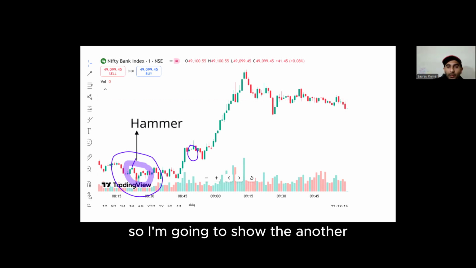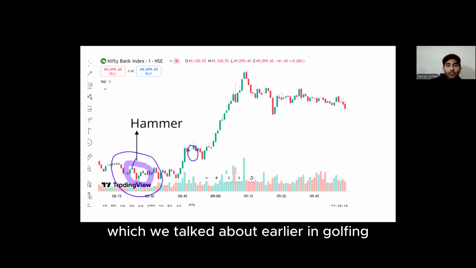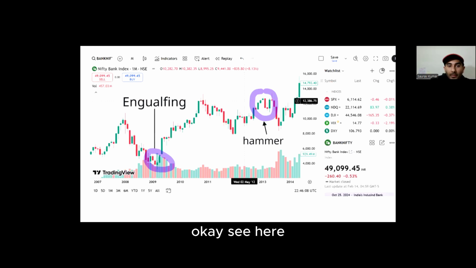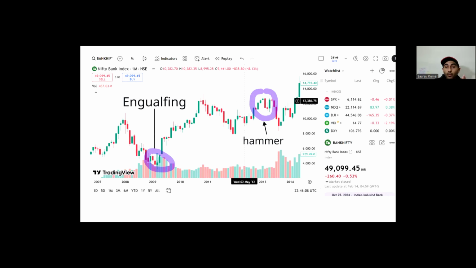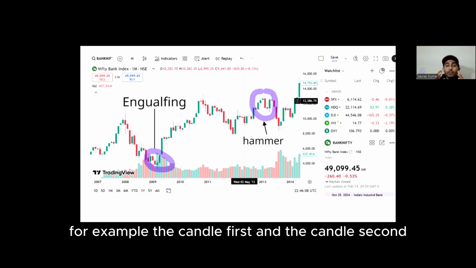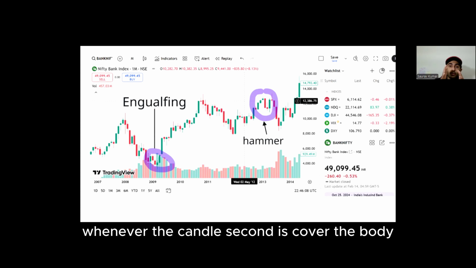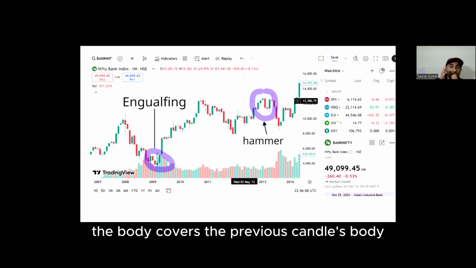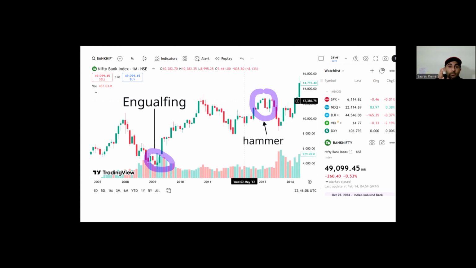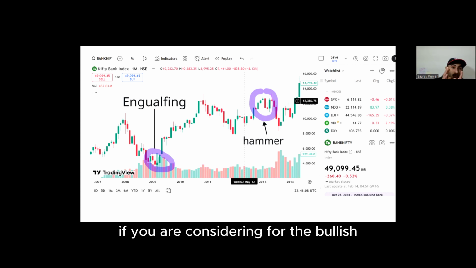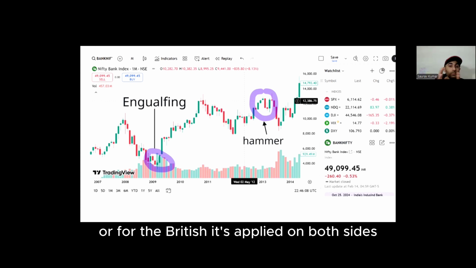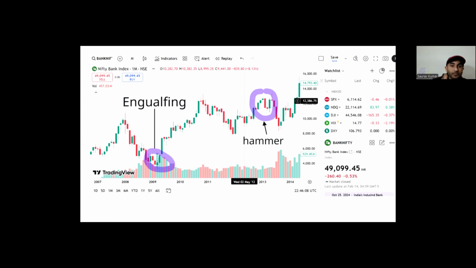So I'm going to show another pattern which we talked about earlier, engulfing. Okay, see here. What does engulfing mean? Whenever there are two candles, for example the first candle and the second candle, and the second candle covers the previous candle's body, then we can say it is an engulfing pattern, which means the second body is bigger than the previous body. Again, it depends on whether we are considering bullish or bearish, so it applies on both sides.